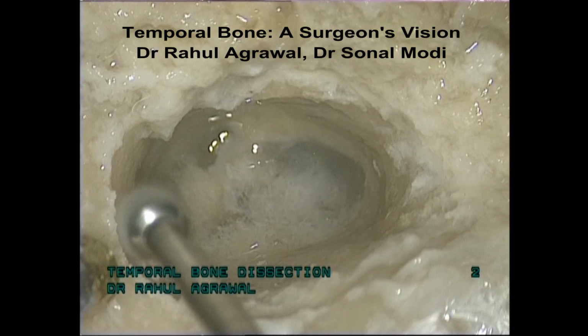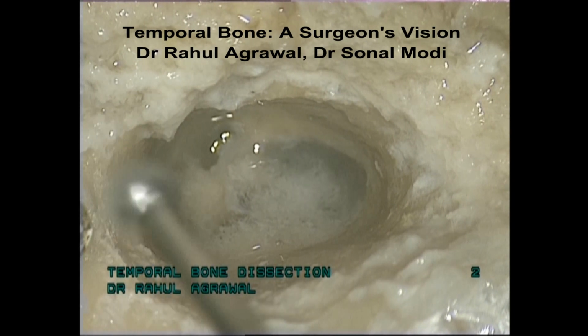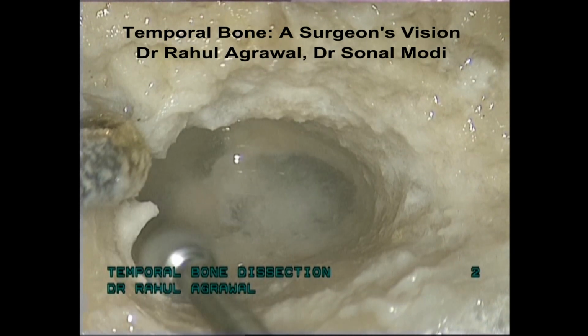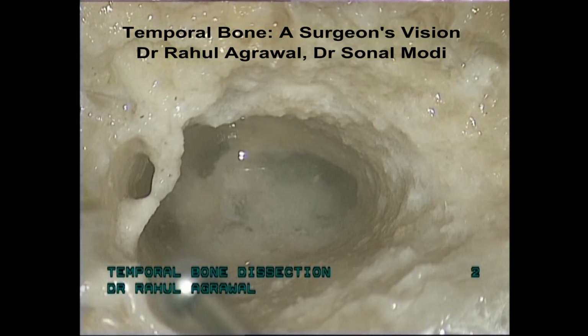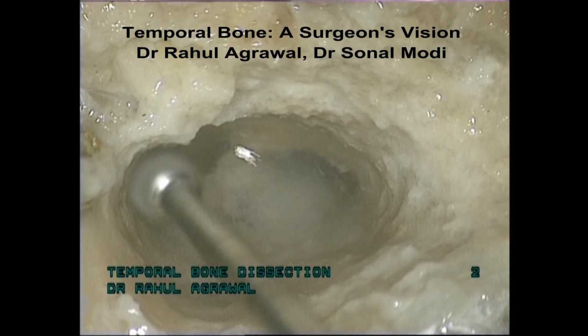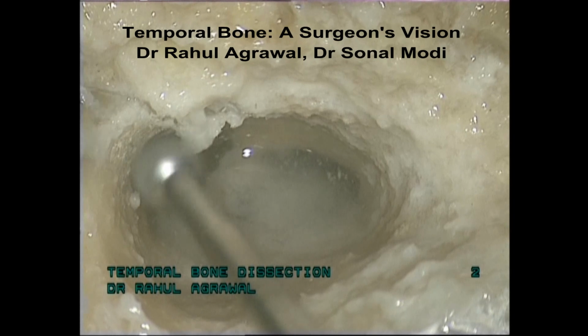Again, as discussed earlier, first widen the lateral part of the cavity in a circular manner, and then go in for widening the medial part of the cavity. And when you're widening the medial part of the cavity, your direction of drilling should be from medial to lateral.